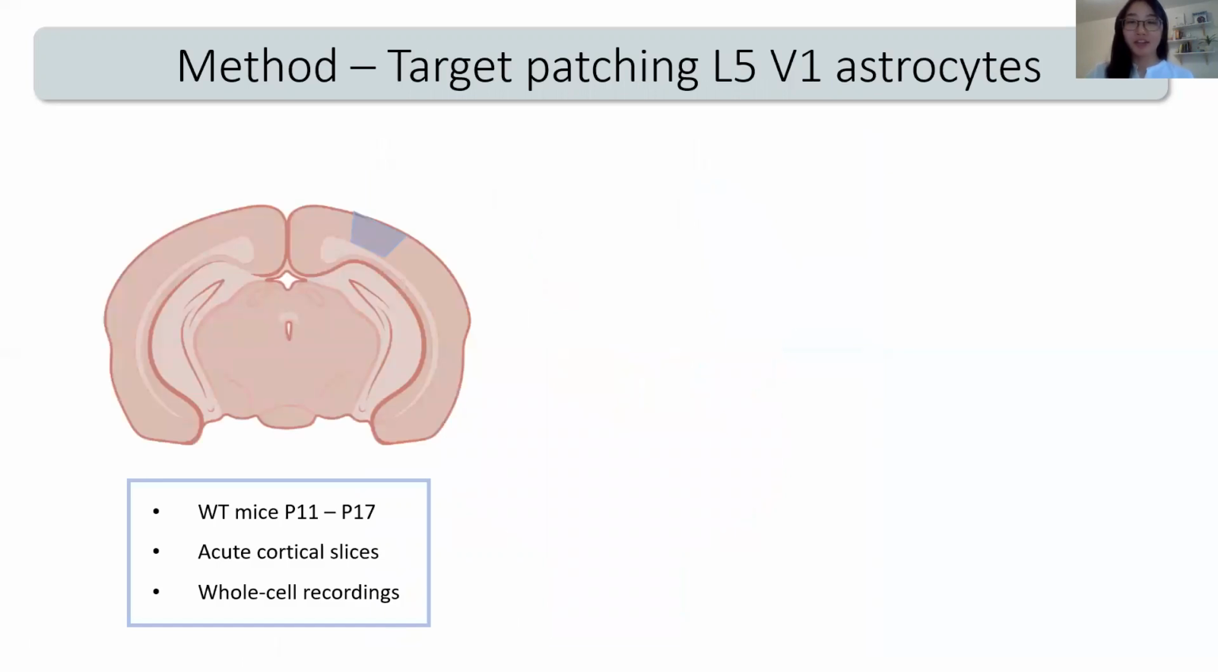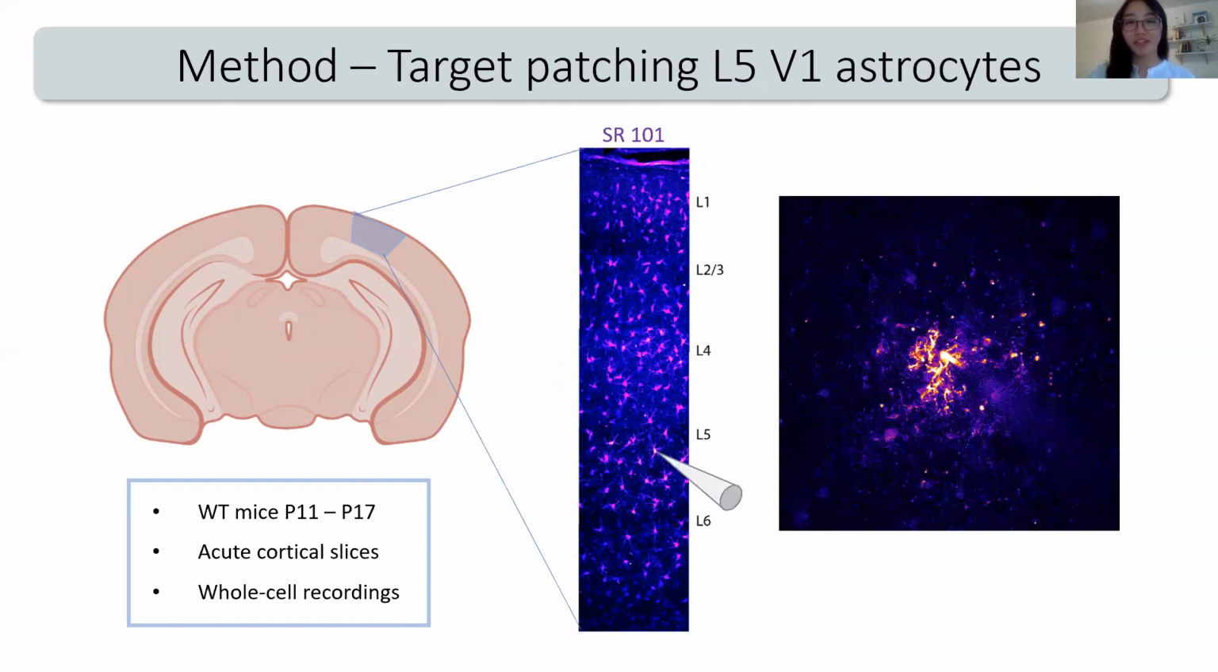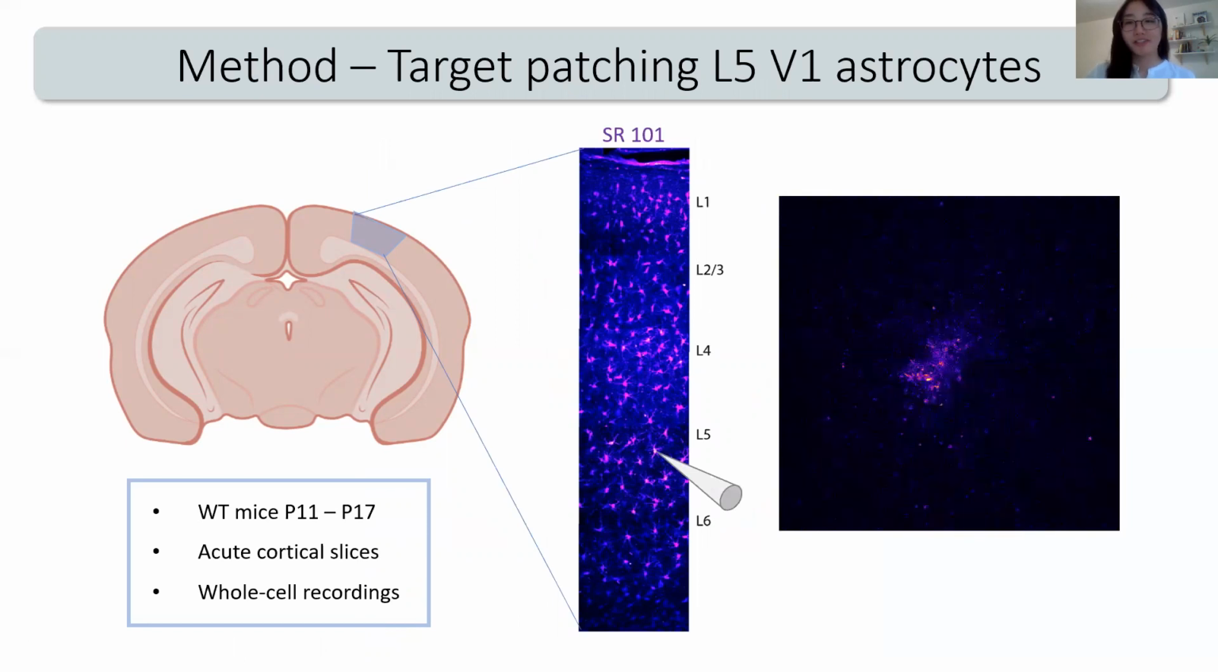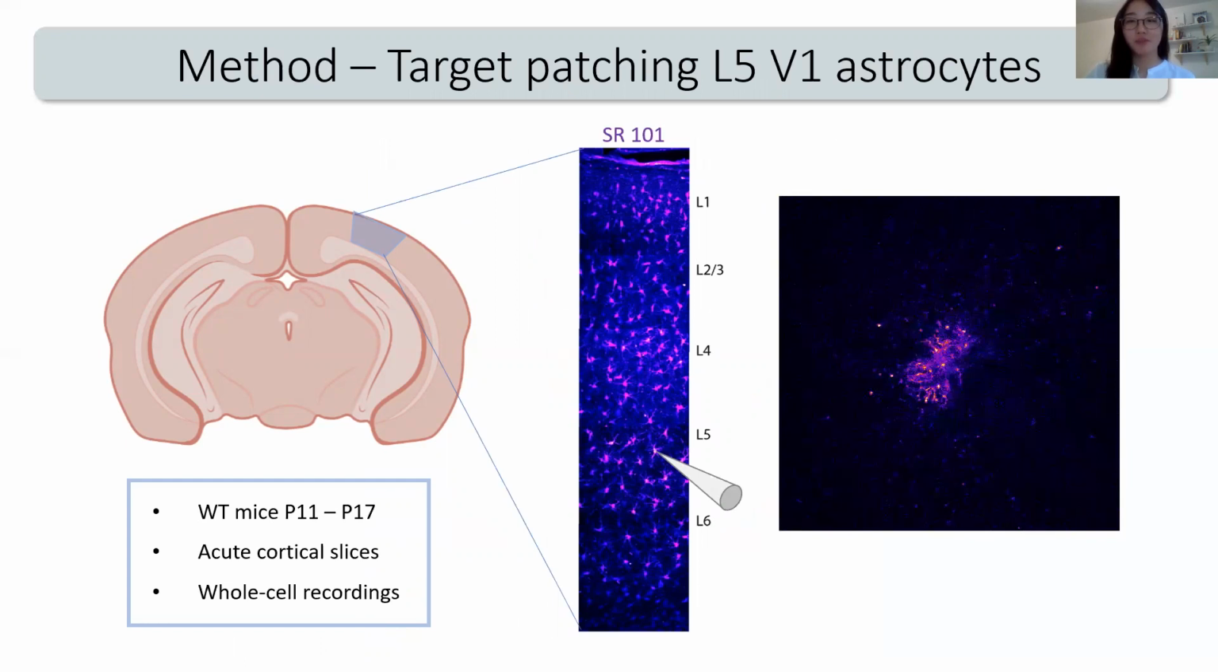To characterize layer 5 astrocytes in the visual cortex using electrophysiology and 2-photon imaging, we used a synthetic fluorescent dye called SR101, which is selectively uptaken by astrocytes. This allows us to use 2-photon laser light to excite the dye and visualize the cells for targeted patching. Here is an example 3D stack of a patched astrocyte with a dye-filled pipette showing its highly branched and bushy morphology.